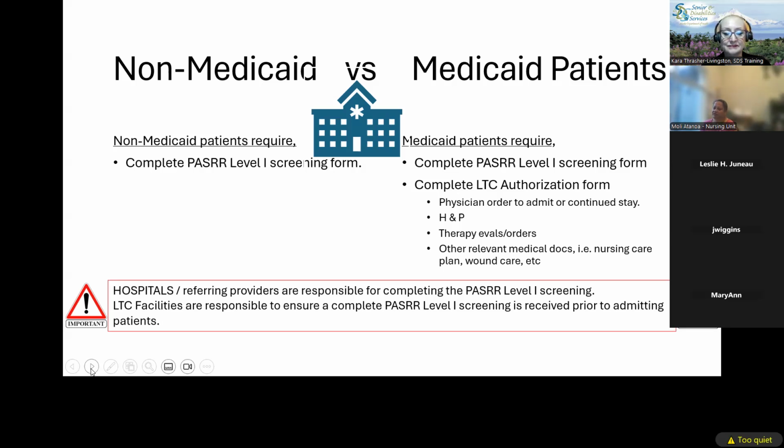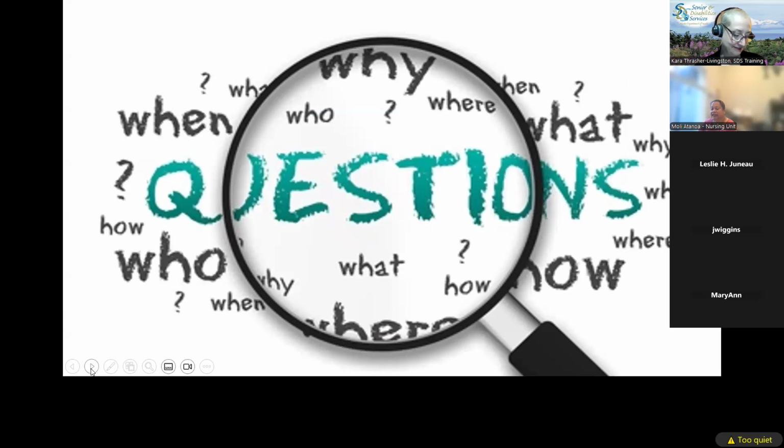On the long-term care admitting facility side, they are responsible to ensure a complete PASRR level 1 screening is received prior to admission. So just a reminder there. Next slide, please. Questions so far? Now that's probably a lot of information, and having watched the video, are there any questions at this point before we continue?